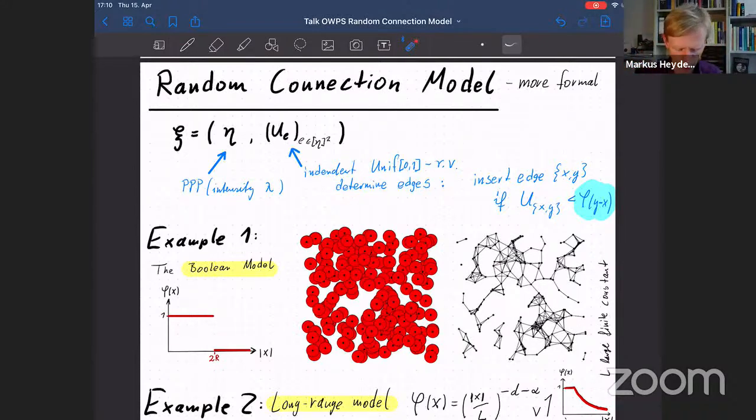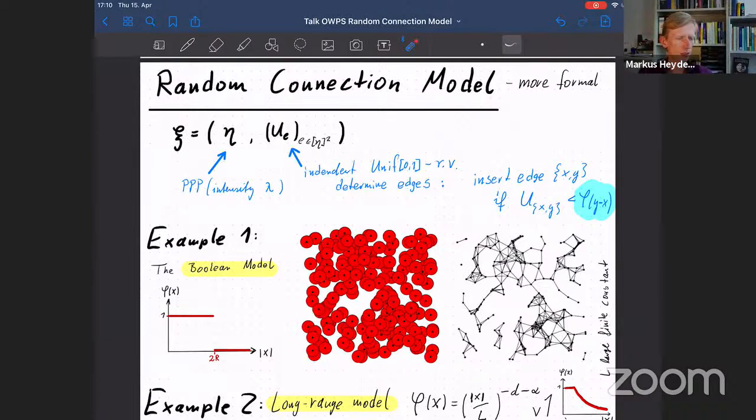So that's what I've simulated here. These are the realization of a Poisson process, and then I've put a disk of radius r around each point, and whenever 2 disks overlap, I make an edge between these 2 points. On the right-hand side you see a realization of this random connection model, where you see that a few points overlap each other, and then you see the corresponding edges, for example. So it's really the same realization.